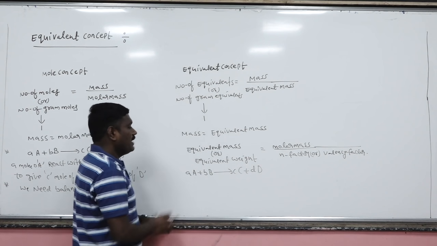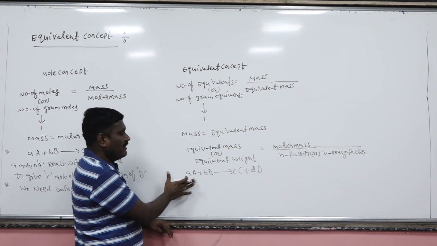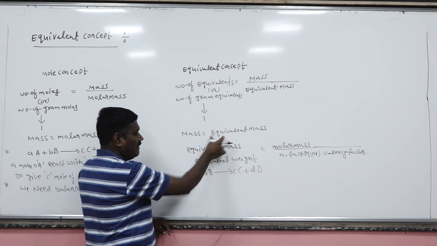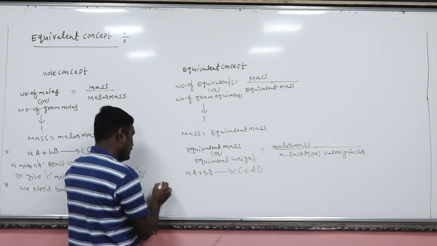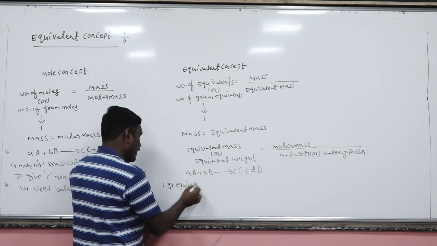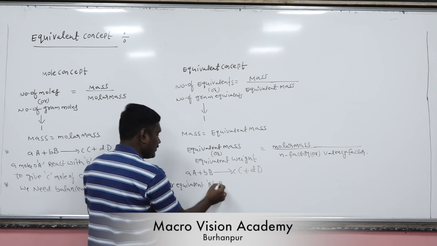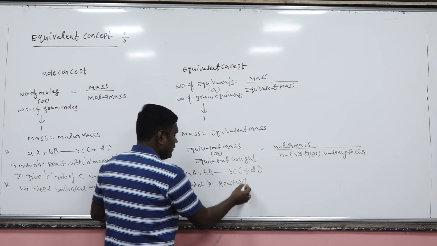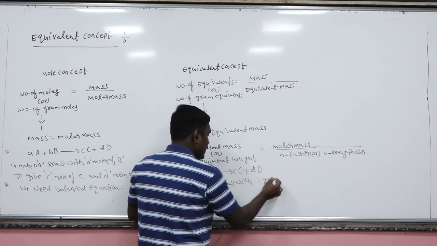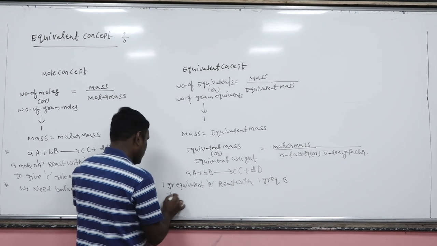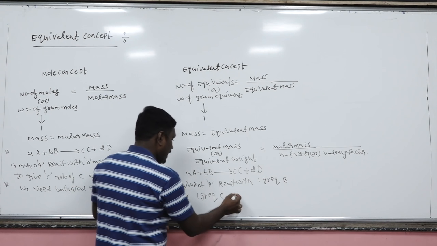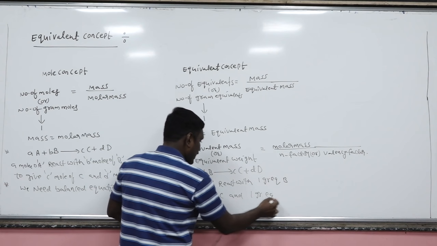Now, here the equation need not be balanced. This equation need not be balanced because the concept is equivalent concept. Equivalent concept is equal to, let's suppose, 1 gram equivalent A reacts with 1 gram equivalent B to give 1 gram equivalent C and 1 gram equivalent D.